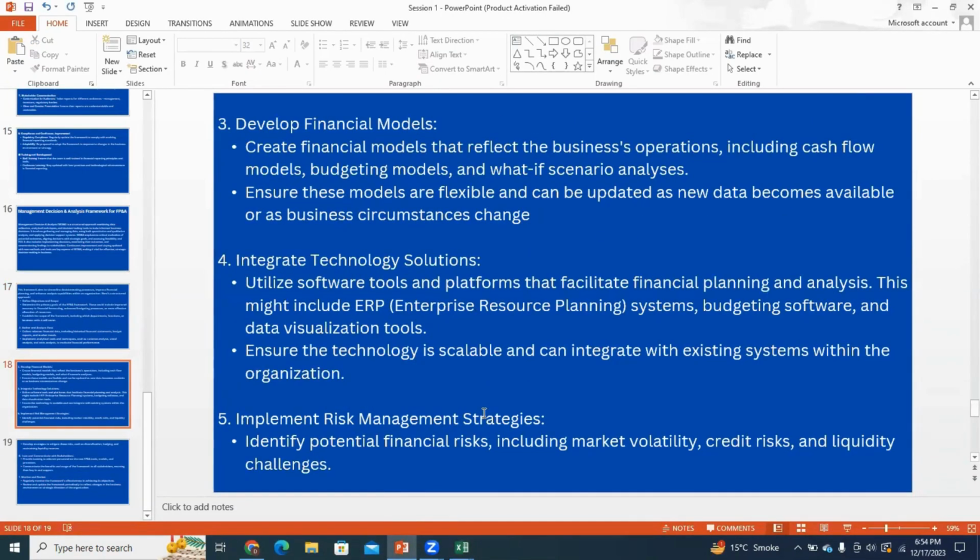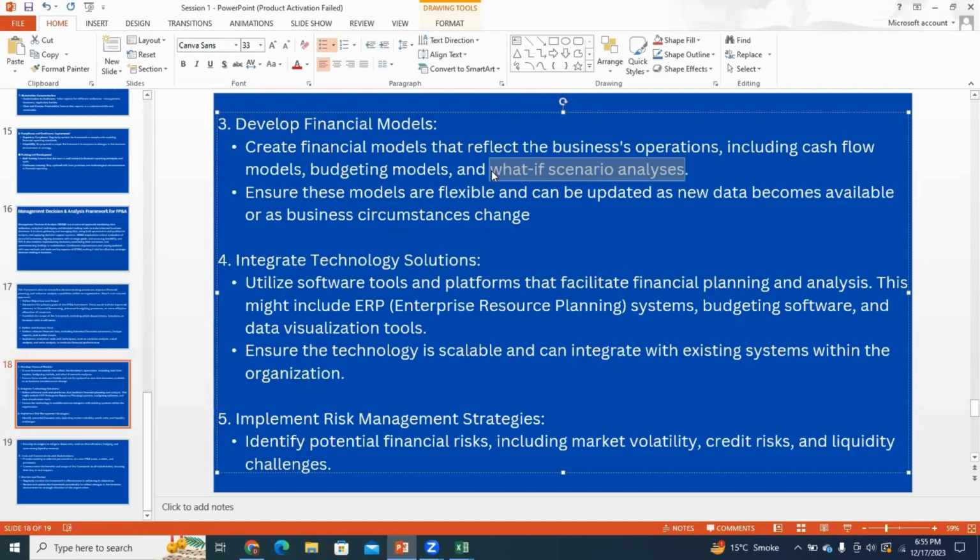The next thing is developing financial models. It says to create a financial model that reflects the business operations, including cash flow statement, budgeting models, and what-if scenario analysis. What-if scenario analysis is a technique of BI, business intelligence. It is available in business intelligence tools such as Power BI, Tableau or QlikSense. It is also available in Excel in a very advanced version, such as data tables, goal seek, etc.